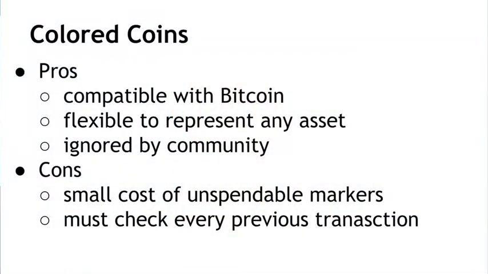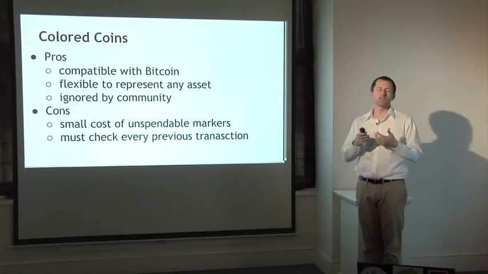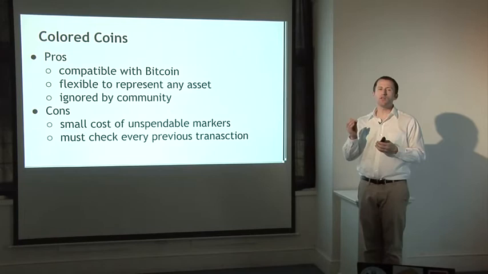So what can we say about this system? Well, the advantages are that it's compatible with Bitcoin. You don't have to change anything. And it gives you the flexibility for anybody to declare any color that they want and start putting any metadata on any coin that they want, and the system will track that. And it's a good thing that since it's compatible with Bitcoin, the rest of the community will ignore this.